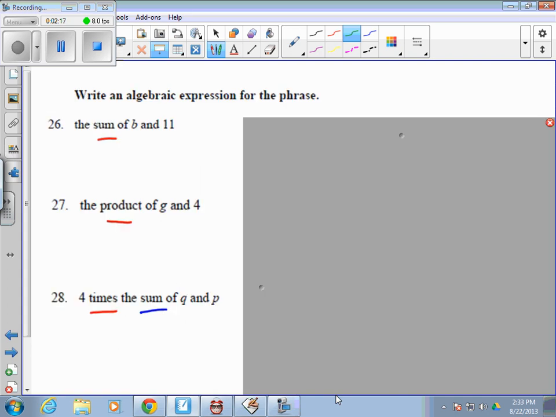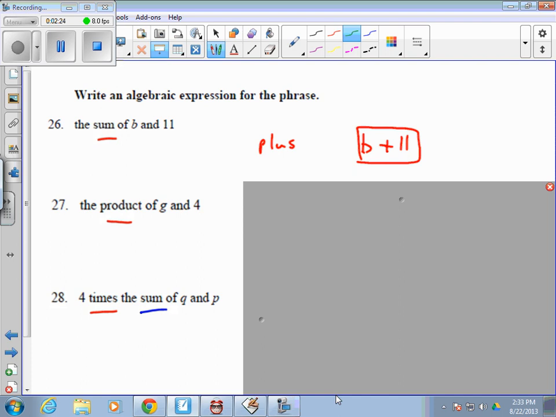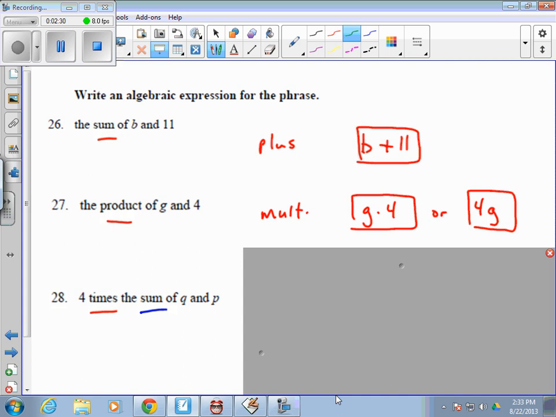26, we're just writing algebraic expressions for these phrases. 26 says the sum of B and 11. Sum means plus or add, so B plus 11. The product of G and 4. Product means multiply, so G times 4 or 4G.